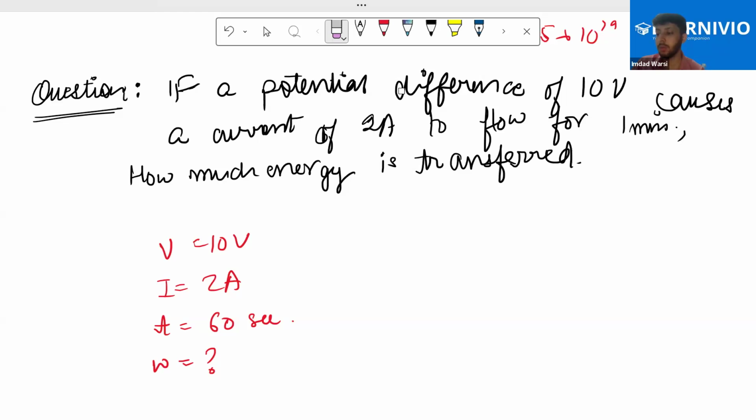1200 joule. Okay. So what charge did you find out? What was the value of charge you found? I is equal to Q by T, 120 coulomb. Now you applied V equals W by Q. So the work done or the energy transferred was found out to be 1200 joule. Okay, good.